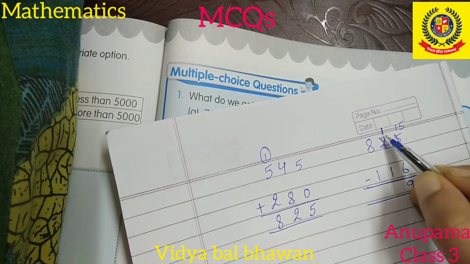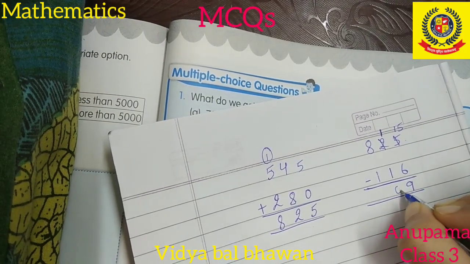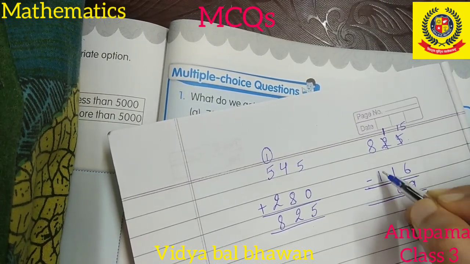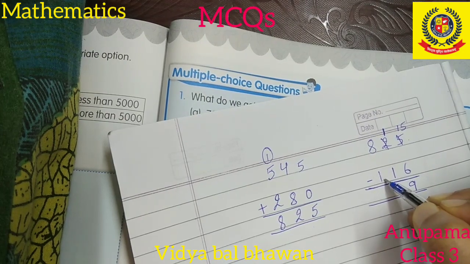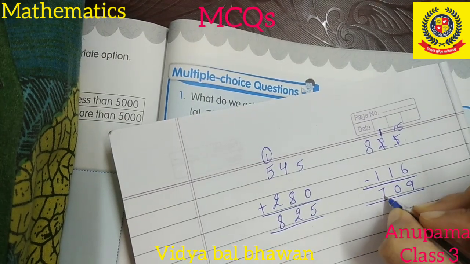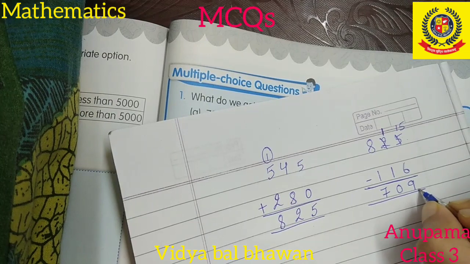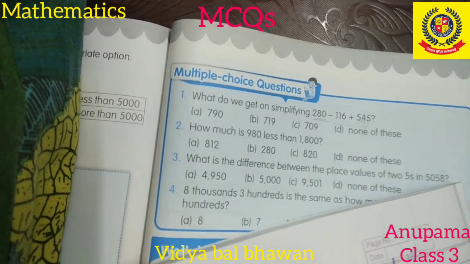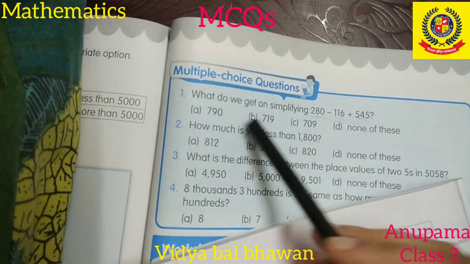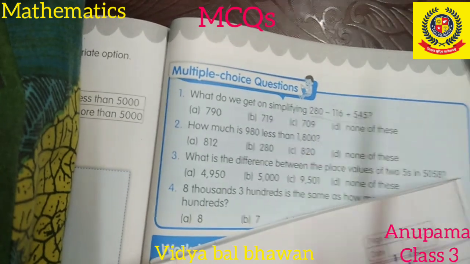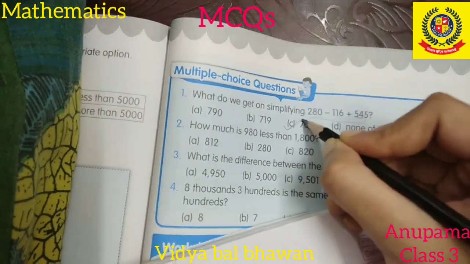Here is 1 left. 1 minus 1, that is 0. Now 8 minus 1, that is 7. So answer is 709. So where is 709? 790, 719, 709. So this is the answer.